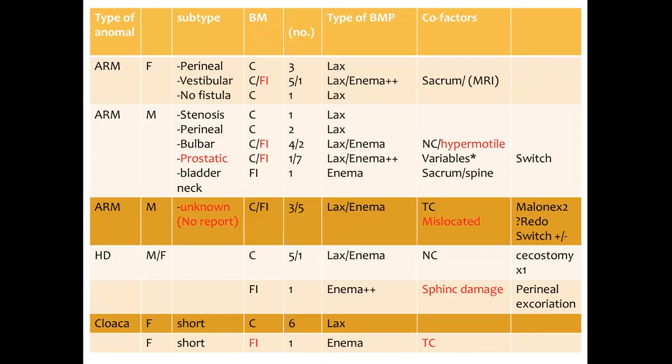Unfortunately, I had one patient with true sphincter damage and extensive excoriations and with true fecal incontinence, a very difficult patient, and we tried to help them with enemas, loperamide, and diet, but still. Cloaca, we have those with short cloaca. Again, despite it being a short cloaca, I have this patient with fecal incontinence who required enemas because of the tethered cord. Next patient, next slide.